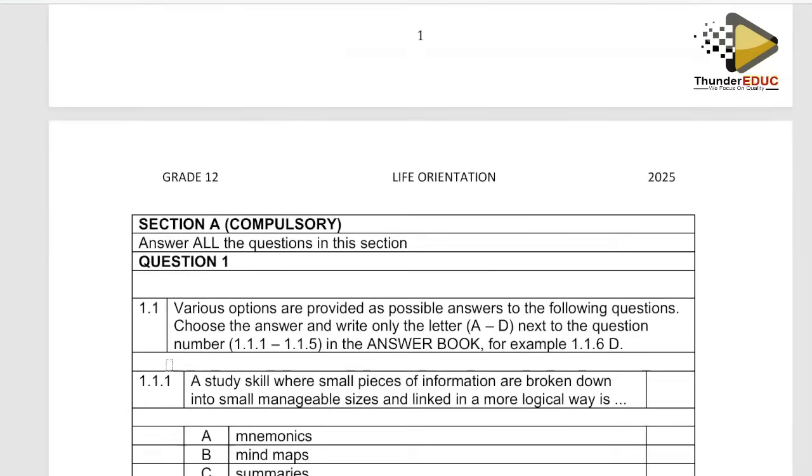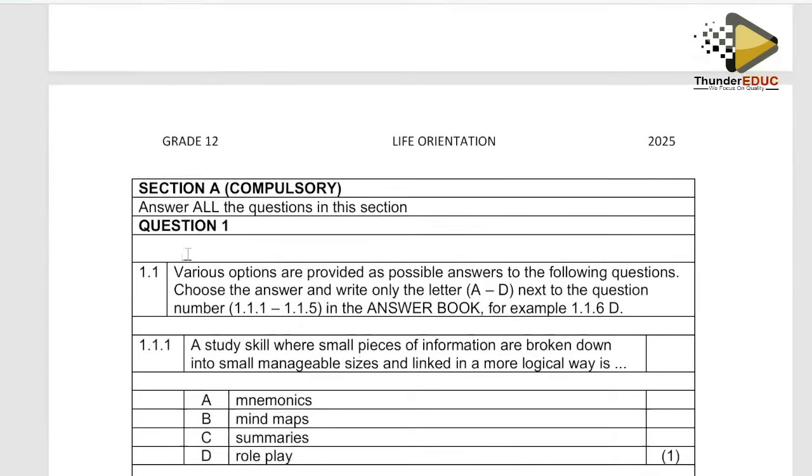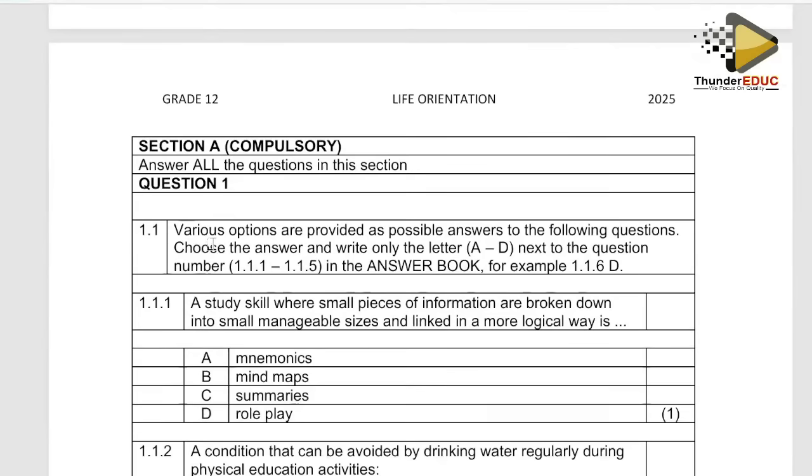So this is a compulsory section, like I said before. You are supposed to answer all questions in this particular section. Question 1, the instruction reads, various options have been provided as possible answers to the following questions. Choose the answer and write only the letter A up to D next to the question number in the answer book, for example, 1.1.6 D. So our first question reads, a study skill where small pieces of information are broken down into small manageable sizes and linked in a more logical way.